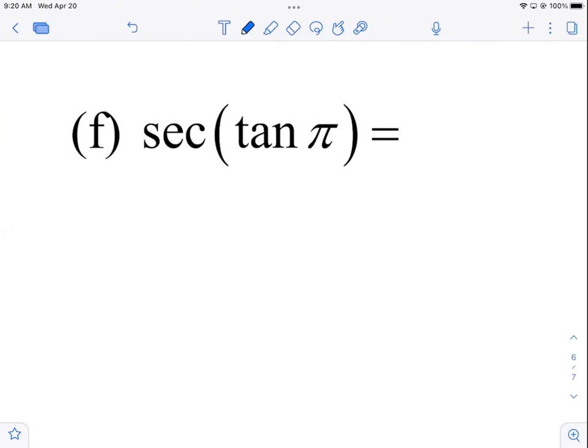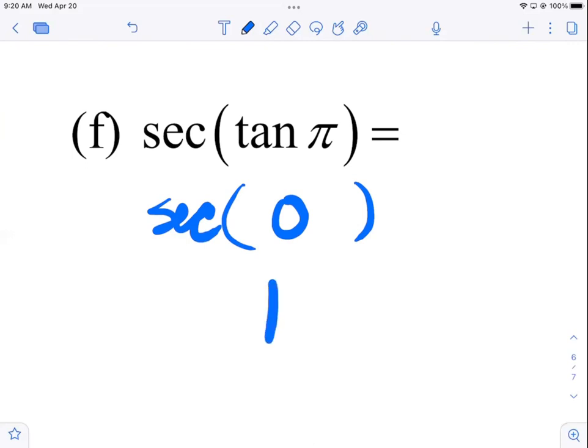All right, let's work this one here. Secant of tangent of pi. What is tangent of pi? 0. That's the ratio that is the tangent of pi. Now 0, the ratio, changes hats and becomes 0 the angle once again. What is secant of the angle 0? 1, because it's the reciprocal of cosine of 0, and cosine of 0 is 1. So boom, it's 1.